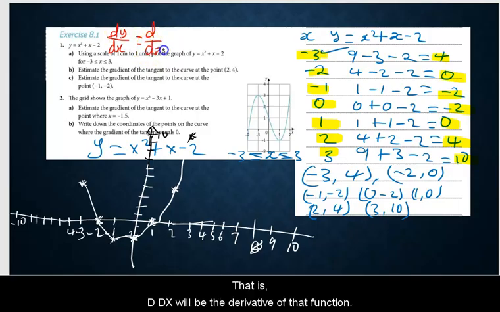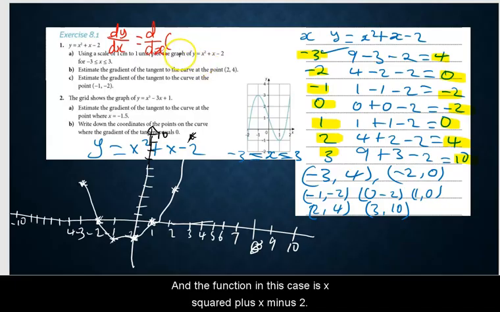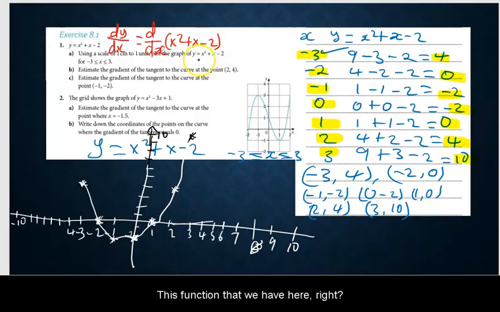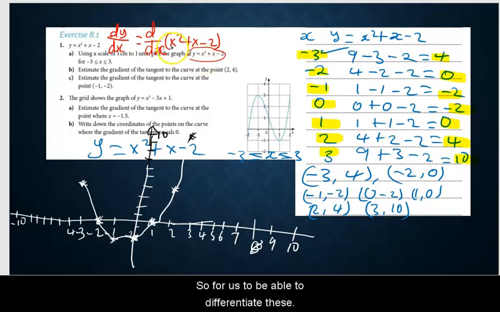d/dx will be the derivative of that function, and the function in this case is x squared plus x minus 2. This function that we have here, right? So for us to be able to differentiate these, you know the basic rules of differentiation.